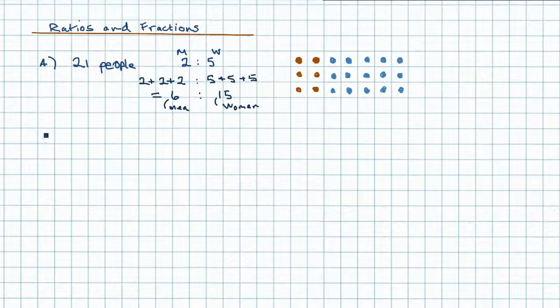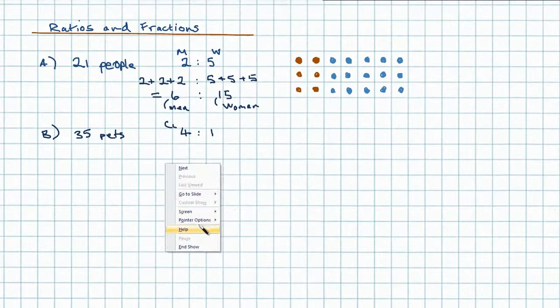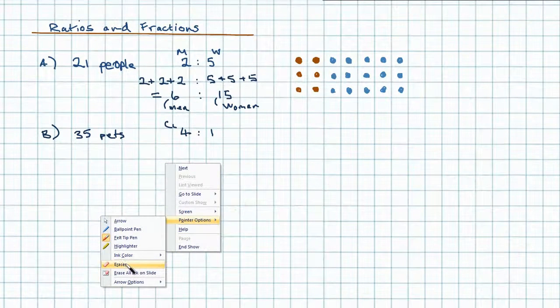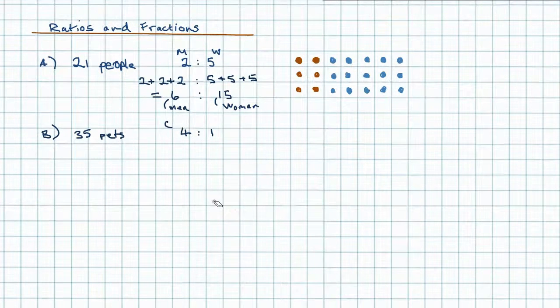Let's have another go with slightly different numbers. This time let's have 35 pets, just to change things a little. And this time we'll have a ratio of 4 to 1, so 4 to 1, cats to dogs. Okay, cats to dogs.